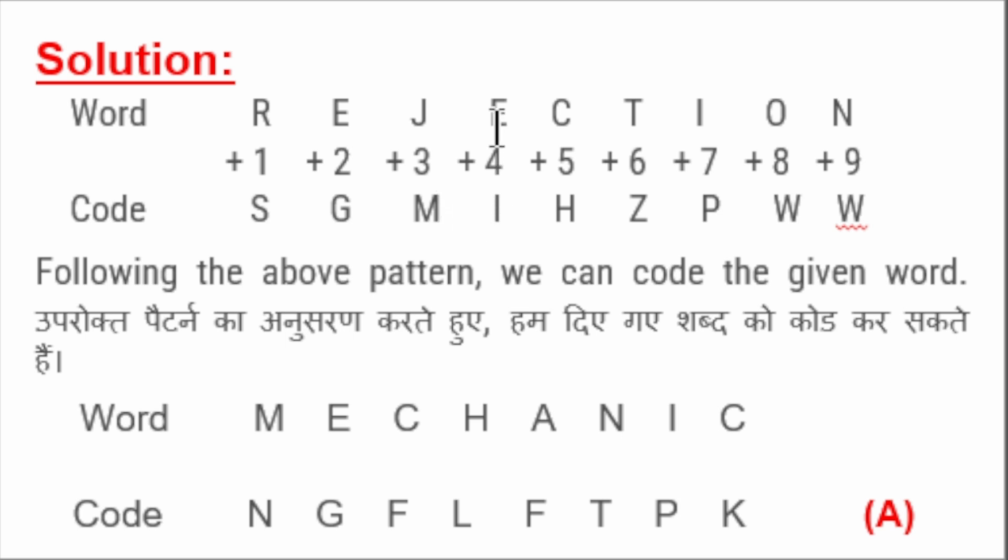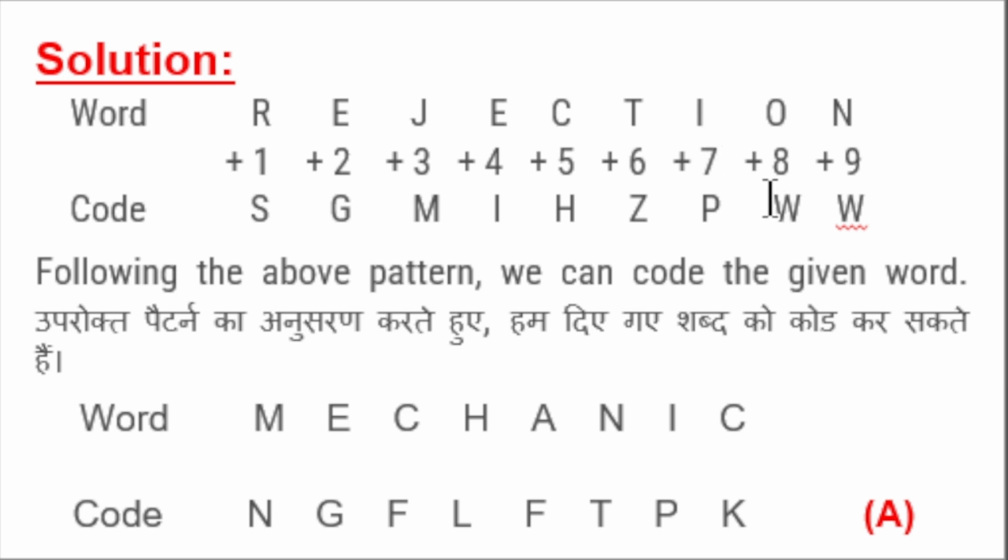Similarly, I comes after E after 4 letters: F, G, H, and then I. H comes 5 letters after C: D, E, F, G, and then H. Z comes after T after 6 letters: U, V, W, X, Y, and then Z. That means Z is the 6th next letter after T. After I, we get J, K, L, M, N, O, and then P. That means P is the 7th next letter to I.